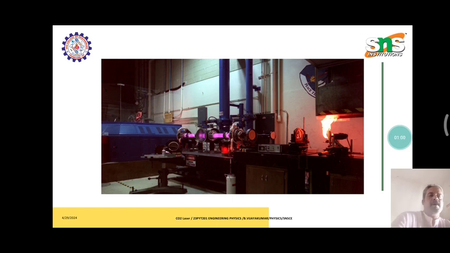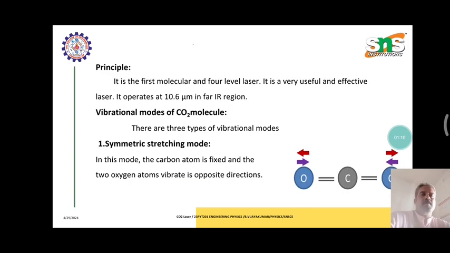So this is an instrument featured in our research labs at IIT and NIT, the CO2 laser. First, the principle: it is a molecular, 4-level gas laser, a very useful and effective laser, and it operates at 10.6 micrometer in the IR region.